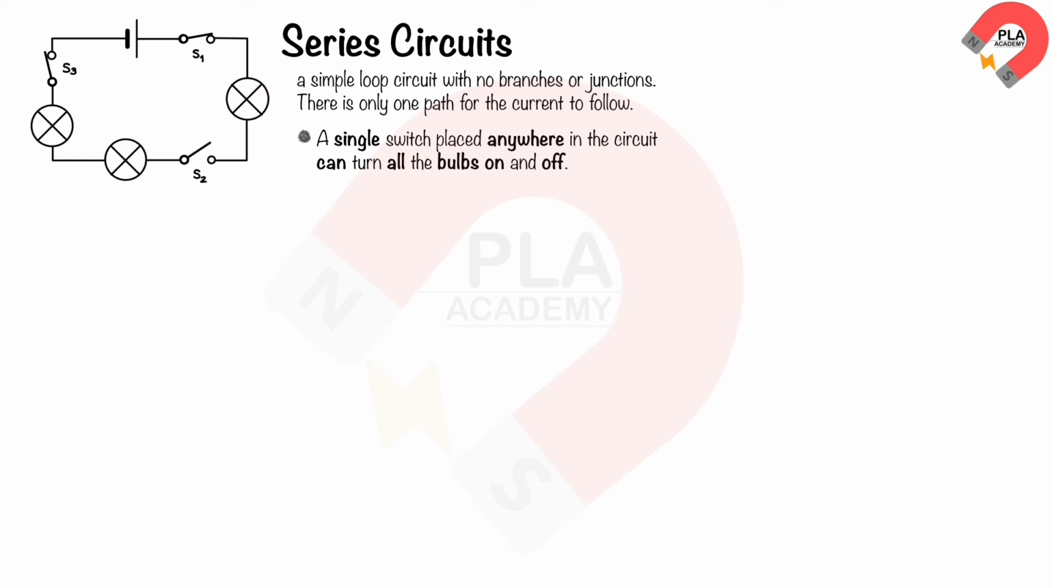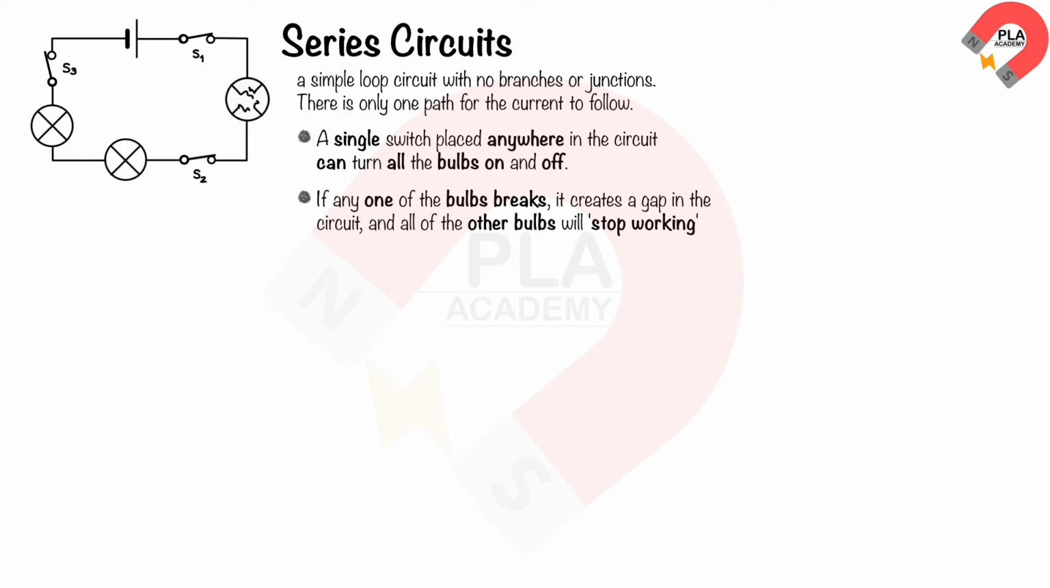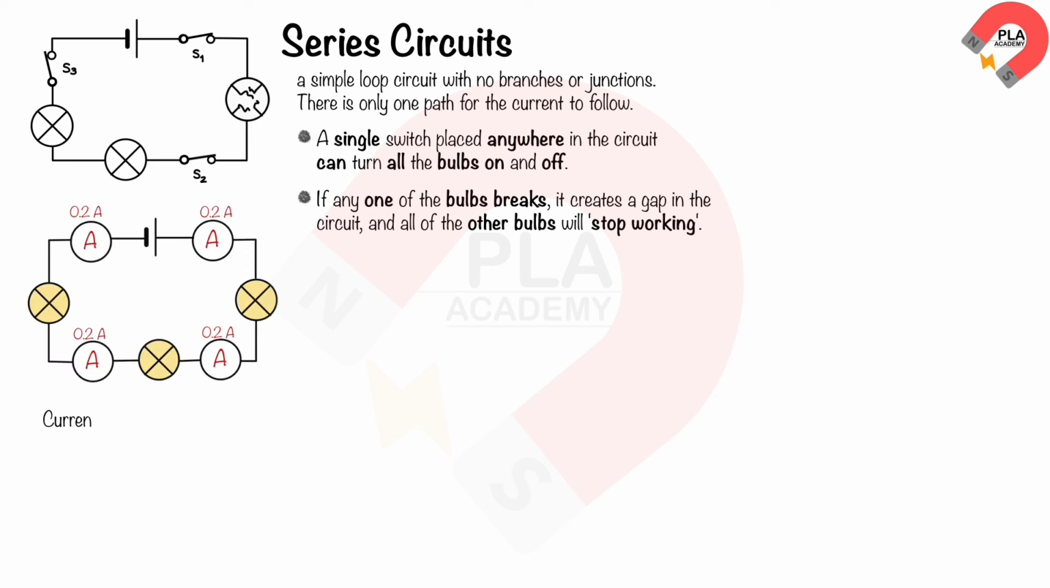If a switch S2 opens, the other bulbs will stop working, and if it closes, the other bulbs start working. If a switch S1 opens, the other bulbs will stop working, and if it closes, the other bulbs start working. If any one of the bulbs breaks, it creates a gap in the circuit, and all of the other bulbs will stop working. We can conclude that the current has the same value in all parts of the circuit.